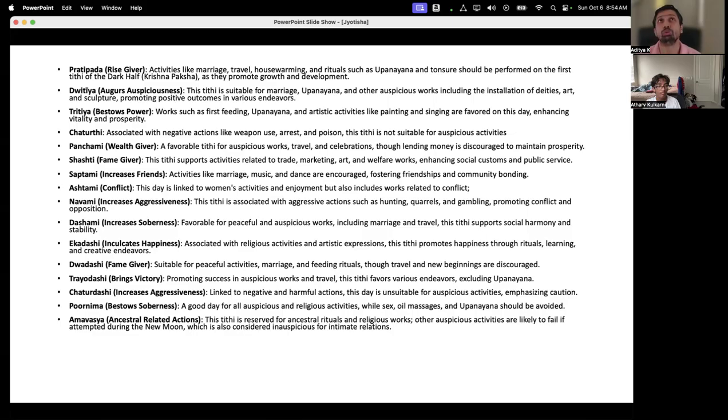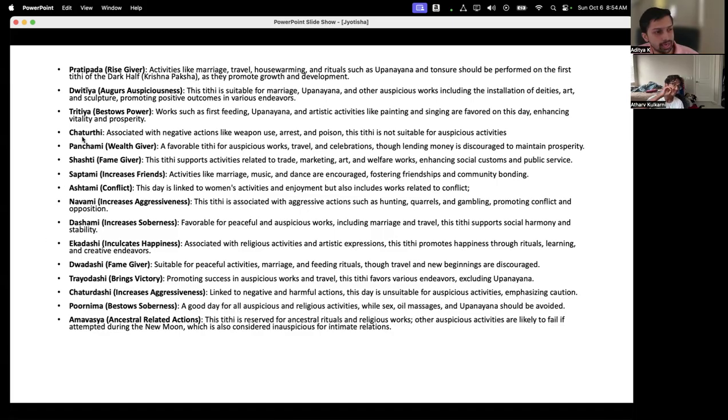So let's say you want to start learning martial arts, and you want to start a karate class. What is a good tithi for starting a karate class may not be a good tithi for starting a new job. They're two separate things. For a karate class, probably you will have to find something like Shashti, right? That is good. Ashtami is excellent for fighting. Navami is also excellent for fighting. You have to pick a tithi like that.